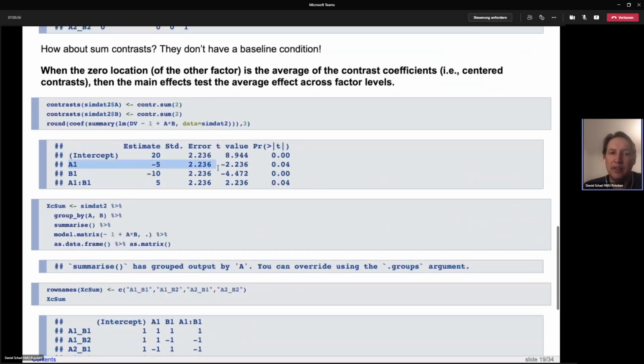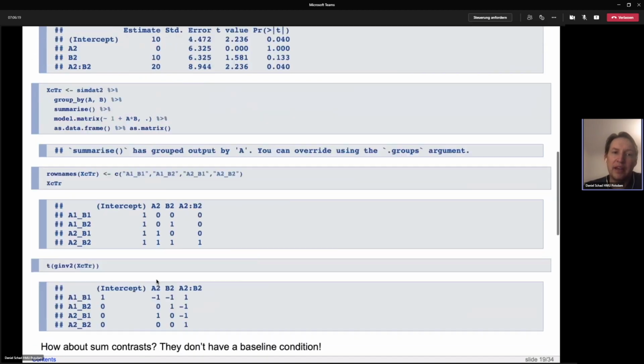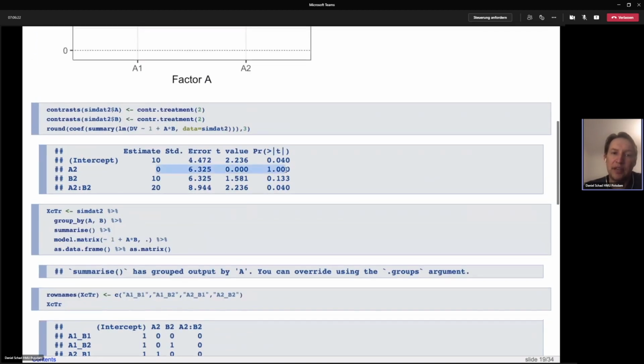We can simply say A is the overall effect of A, B is the overall effect of B, just like in the ANOVA, main effects and interaction. But if we have a situation where the contrasts are not centered, like in the treatment contrast, where the intercept does not capture the grand mean, then suddenly we turn out in a situation where we have nested effects. A tests the nested effect and B tests the nested effect. This is the reason why I'm discussing these things in so much detail.